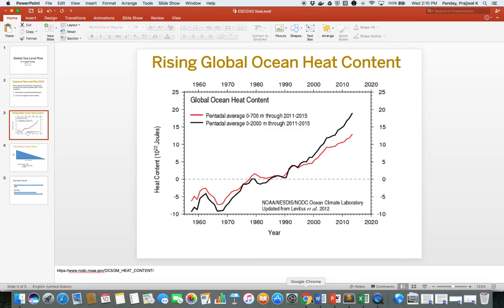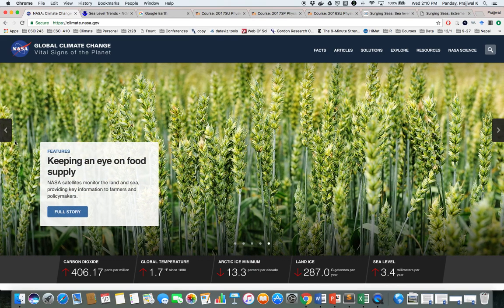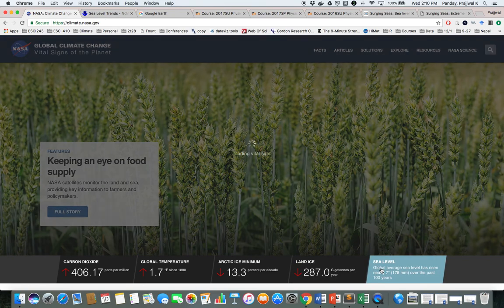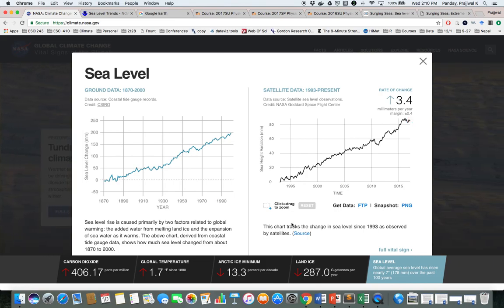Now, NASA keeps a record of a lot of these vital statistics, things like carbon dioxide, global temperature, Arctic ice minimum, land ice, along with sea level. With the observations that NASA, along with other organizations like NOAA, have been keeping, we can tell, based on ground data since 1870, that sea level change has been occurring steadily over the past century.